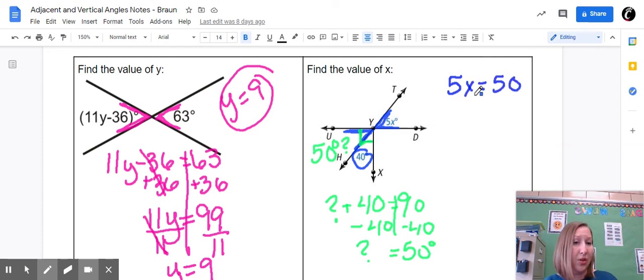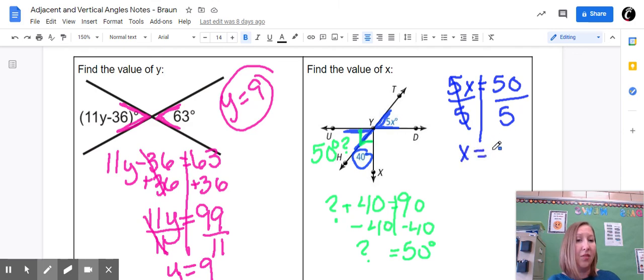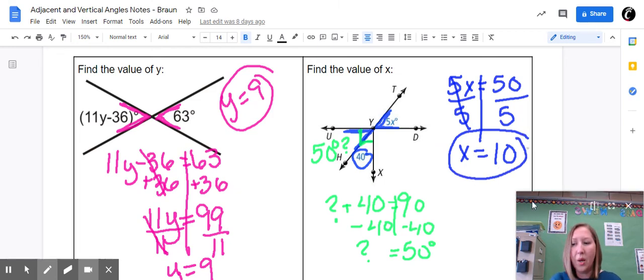And then I would just solve like normal, line down the equal sign, and then to get rid of my 5, since it's 5x, it's 5 times x, so I'm going to divide both sides by 5. When I do that, I'm left with just x on the left, and 50 divided by 5 is 10. So x equals 10. Okay, so those are our notes for both adjacent and vertical angles.